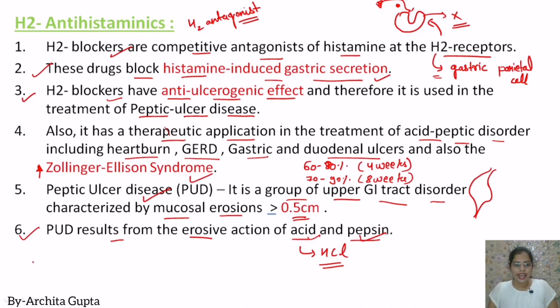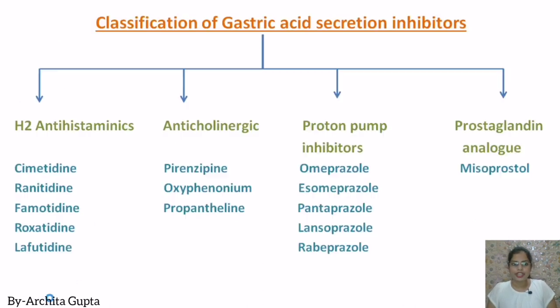Okay, moving ahead to the classification, but before that, just let me give you a quick review. So this H2 antihistaminics, what it does, it competitively antagonizes the action of histamine at the H2 receptors. So jo ye H2 blockers hai, iska main function hai gastric secretions ko block karna, theek hai. So its action is basically localized to the GIT tract. Okay, moving ahead to the classification of the H2 antihistaminics, but we'll be seeing the broad category.